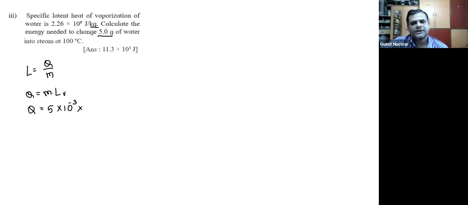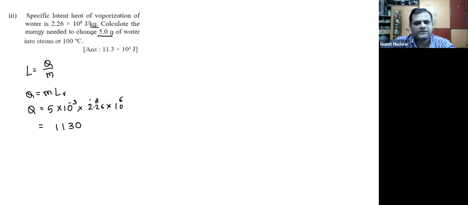And then it should be multiplied with 2.26 into 10 raised to 6 as it is, which is going to be there in joule per kilogram. So that this kilogram, kilogram will get cancelled and will be left with in joule, okay? So finally, 5 into 6 is 30, 3 carry. And here 5 2s are 10 plus 3 is 13 and 1 carry, 5 2s are 10 plus 1, 11.